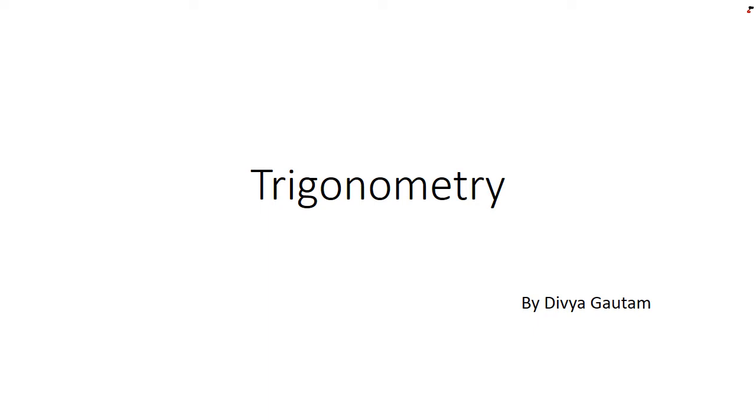Trigonometry. Here the word is derived from trigono and metry. Trigono means triangle and metry means measurement. So here we will learn the measurement of the triangle. In learning the trigonometric concepts, we first of all need to revise the Pythagoras theorem.